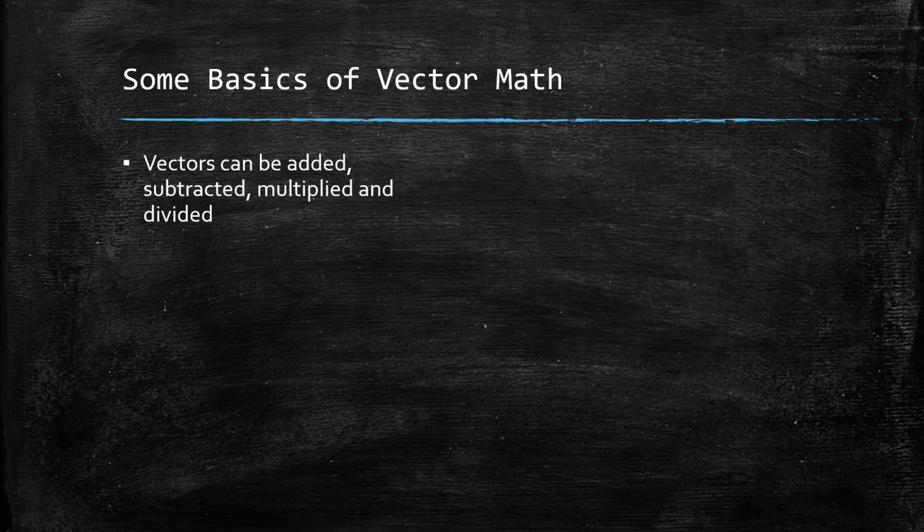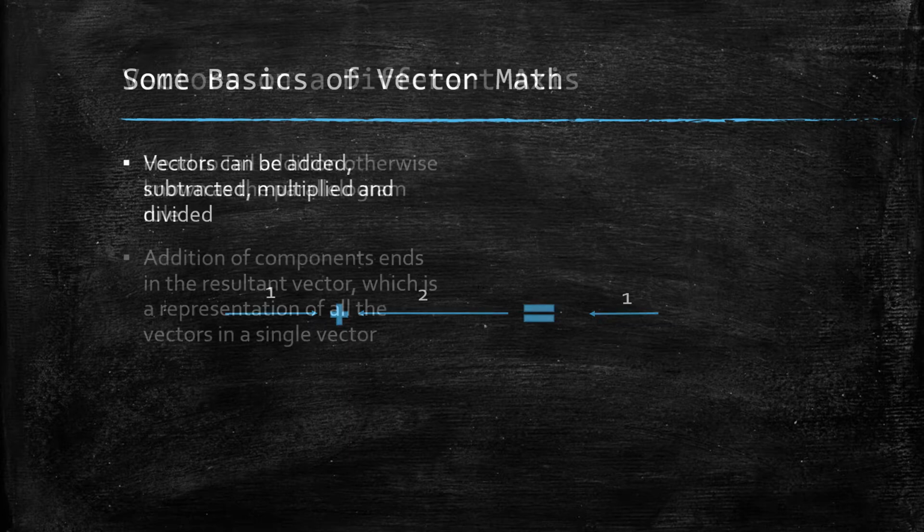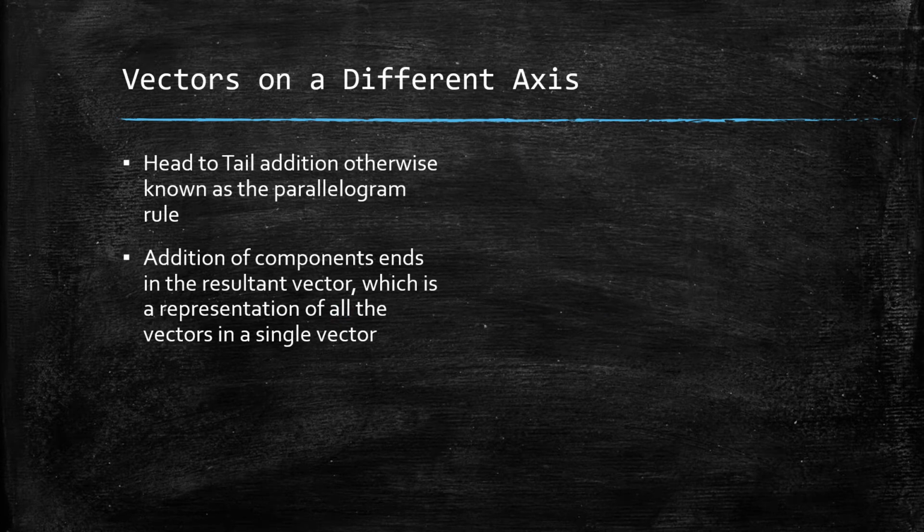Now we can also do subtraction, where if we have 1 Newton force to the right, then we have a 2 Newton force to the left. All of a sudden at the end of that, we end up with that 1 Newton force to the left. So how they get added is through what's called a head-to-tail addition. We can deal with this on different axes a little bit easier.